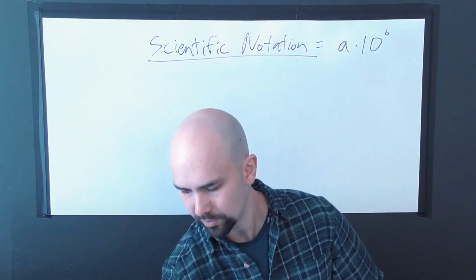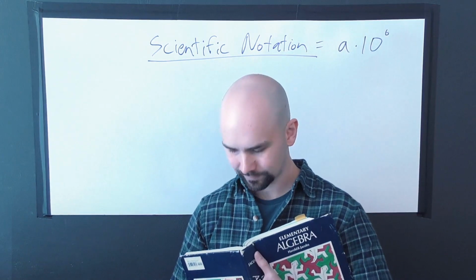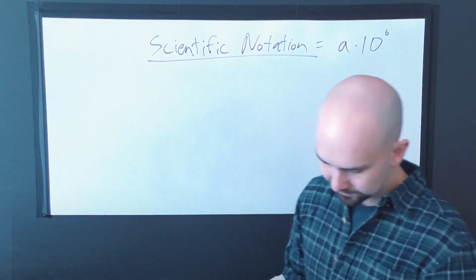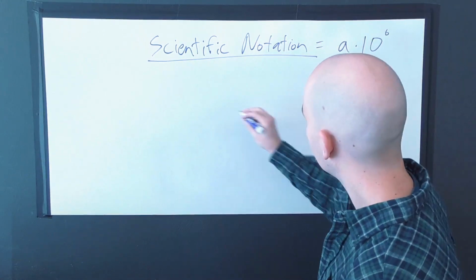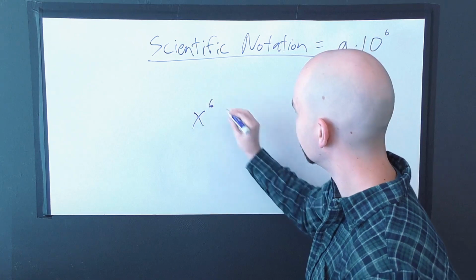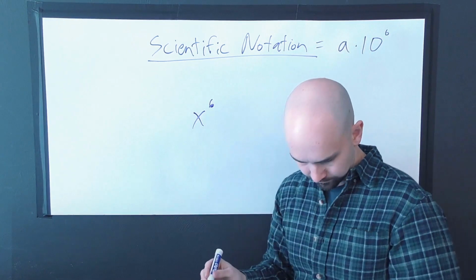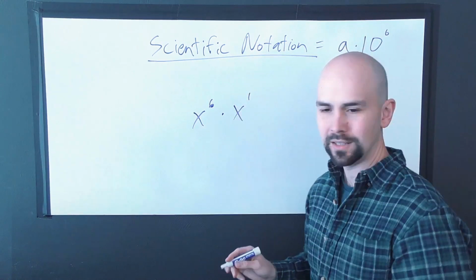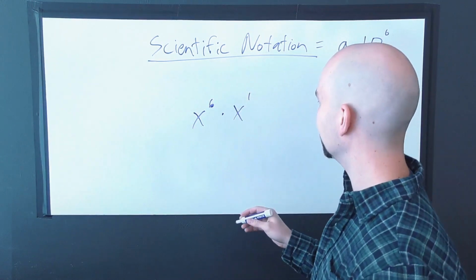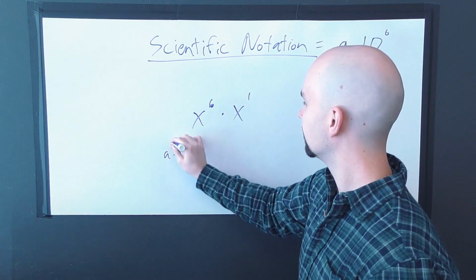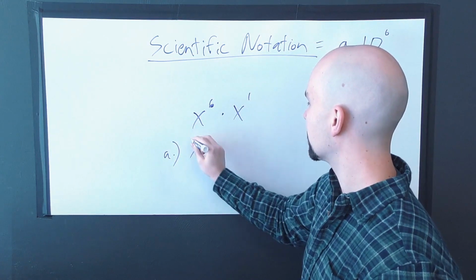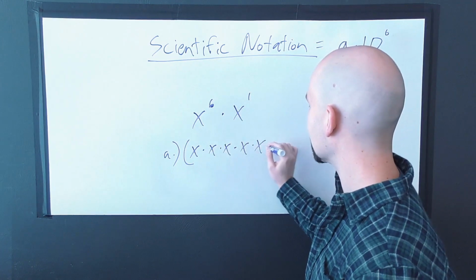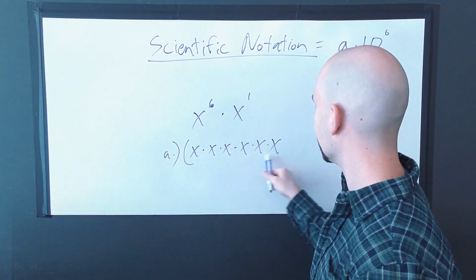So in another example, this black marker's having trouble erasing, so I'll switch back to the purple. We could take something like this: x to the power of 6 times x to the power of 1. Now I could figure this out the old-fashioned way and say x to the power of 6, which is x times x times x times x times x times x. 1, 2, 3, 4, 5, 6.